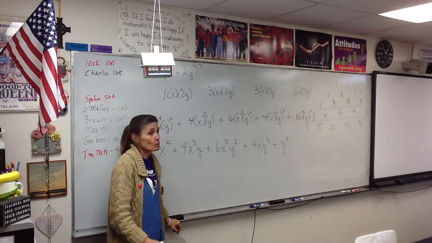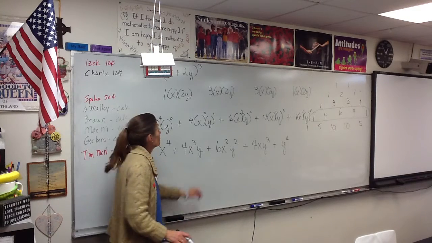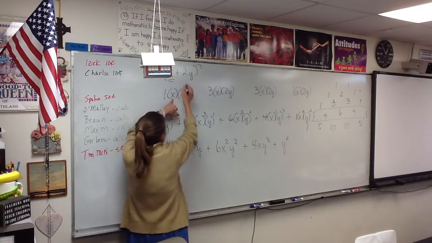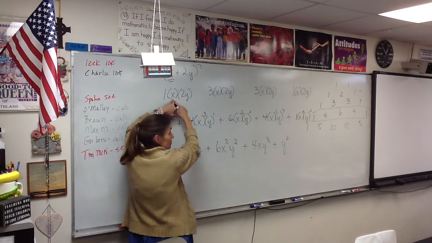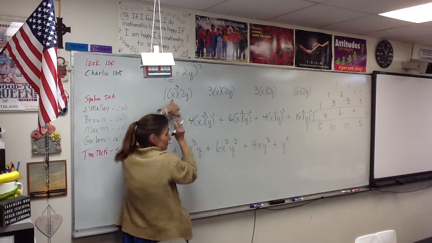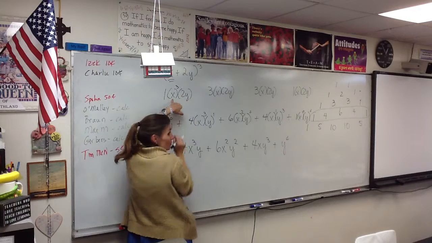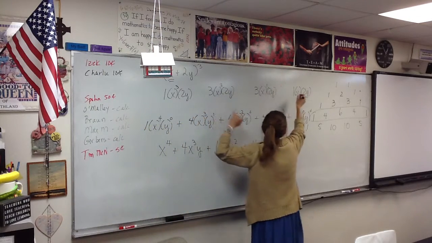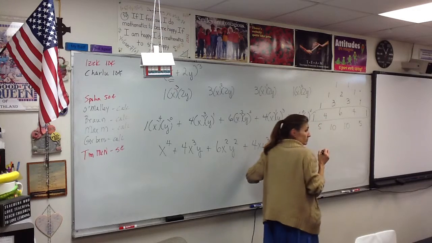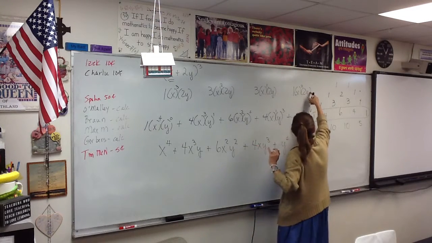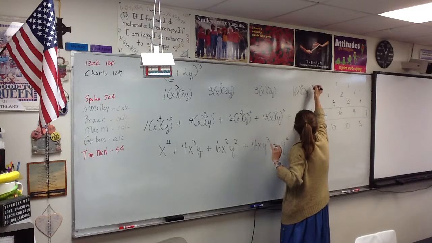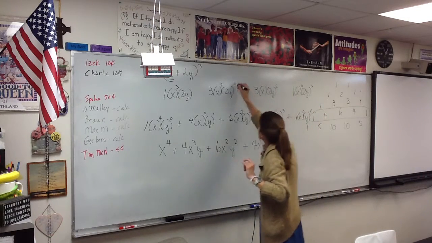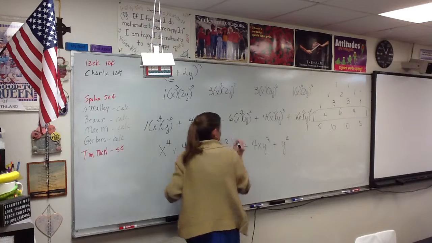Now I'm going to put my powers on. Well, this is the first letter. What's the power going to be on the first letter? 3 to the third, right? And then 2, 1, 0. And then what will this one be? 3, 2, 1, 0.